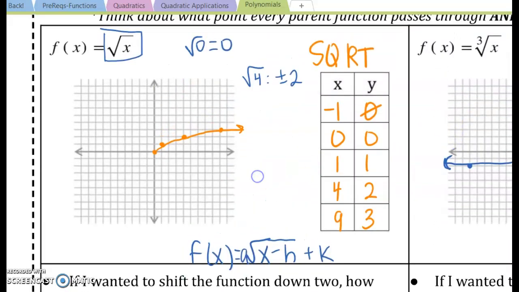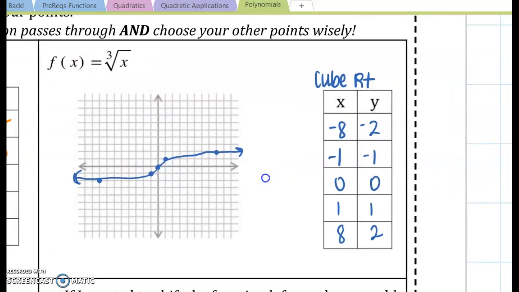Okay, moving to the cube root function. The cube root function, same idea, 0, 0 passes through because the cube root of 0 is 0. However, we have to choose wisely here because of a cube root. You want to choose values that are perfect cubes. So you'll notice my choices of -8, -1, 0, 1, and 8. And this time we can take cube root of negatives because this root number is odd. Okay, so once I plug in the cube root of -8, I get -2, and so on through the table.